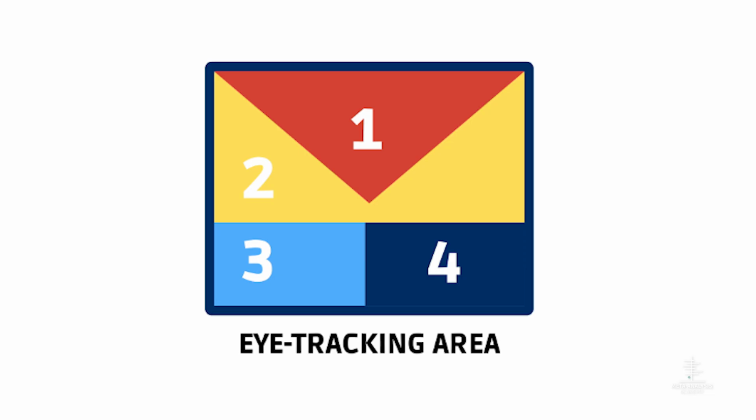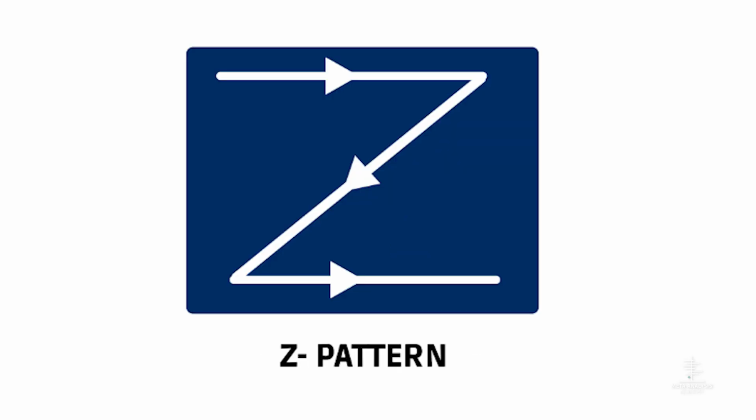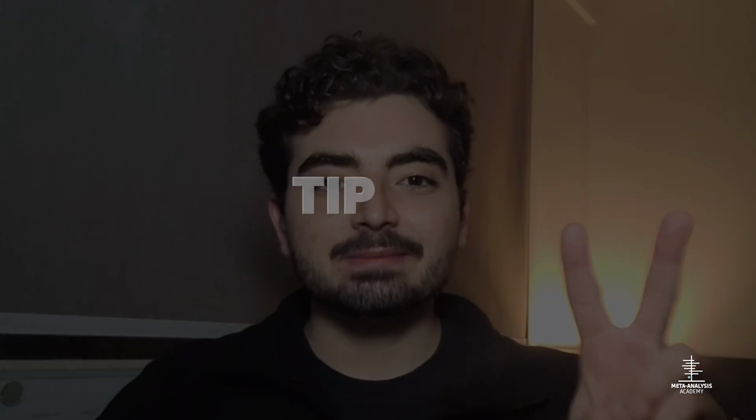That's why it's crucial to understand where the viewer's eyes go first. We need to guide both the location and the order of reading. These images on the screen show the typical eye-tracking sequence most people follow, so try to place your key elements in those high-attention areas.